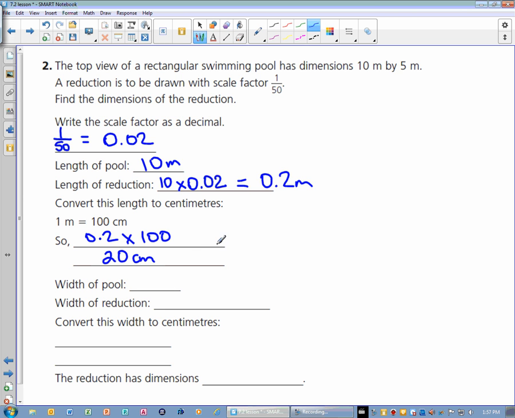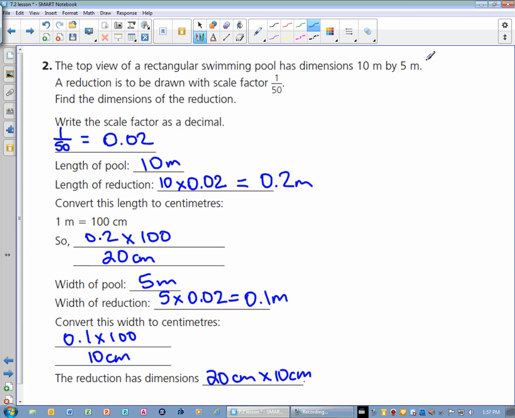centimeters. Width of the pool is 5 meters. Width of reduction is going to be 5 times 0.02, which is 0.1 of a meter. Makes sense because 5 is half of 10, so it makes sense that that's half of 0.2. Convert to centimeters, so 0.1 times 100. Every time you have a 0, you move it over, so you get 10, which again is half of that. So the reduction has dimensions of 20 centimeters by 10 centimeters.